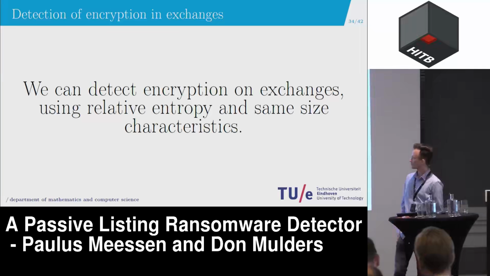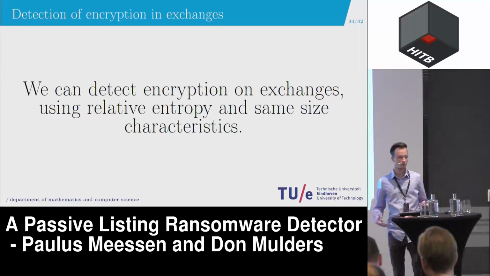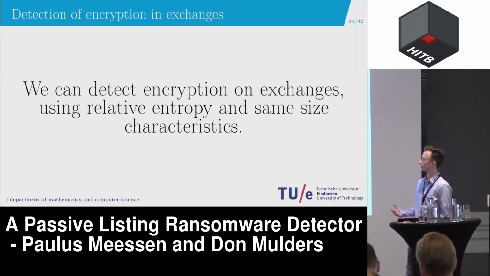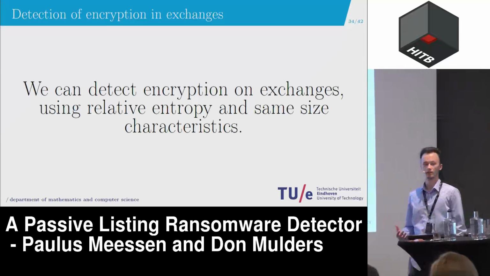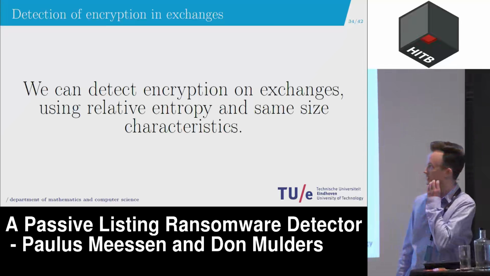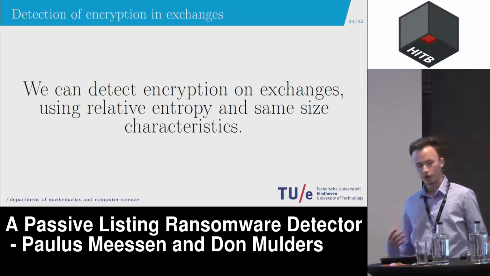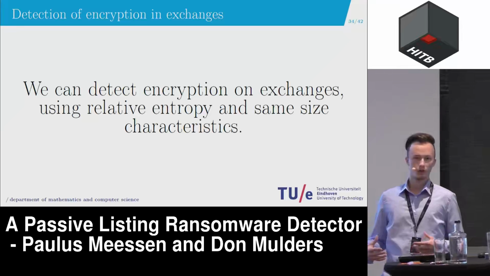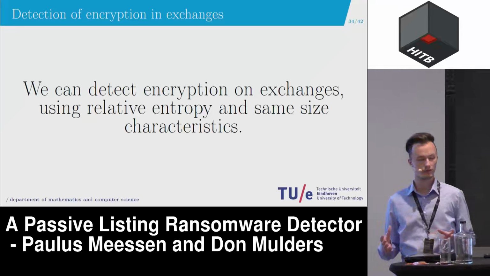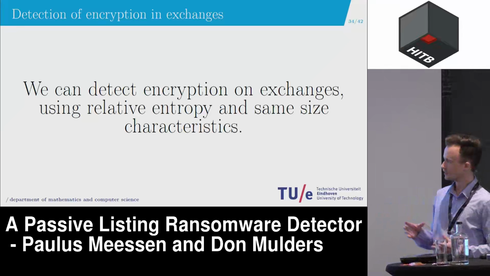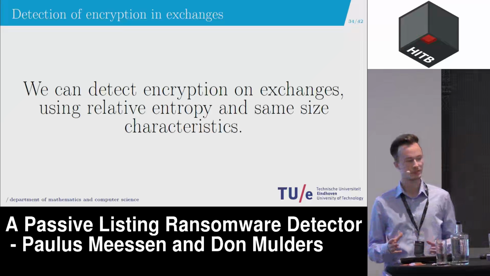So the detection of encryption is something that we can do, but like we saw, some basic high entropy values aren't going to actually help us. So we know that we need to actually find some sort of increase in entropy in these exchanges that we've already built.